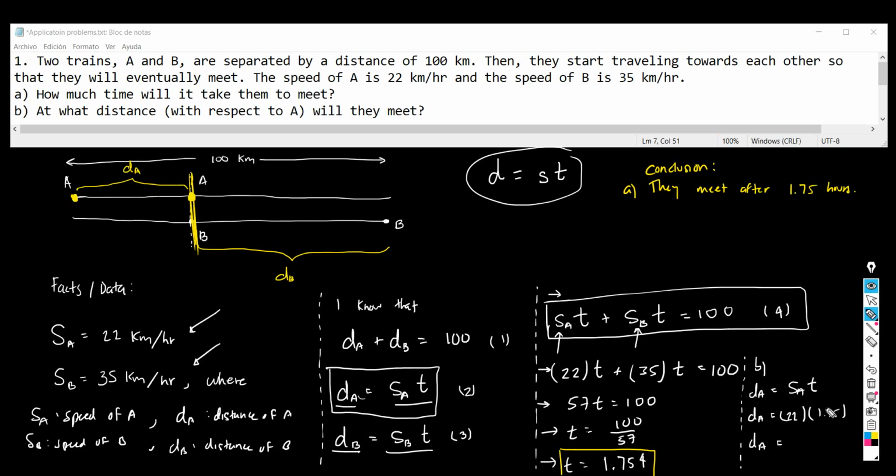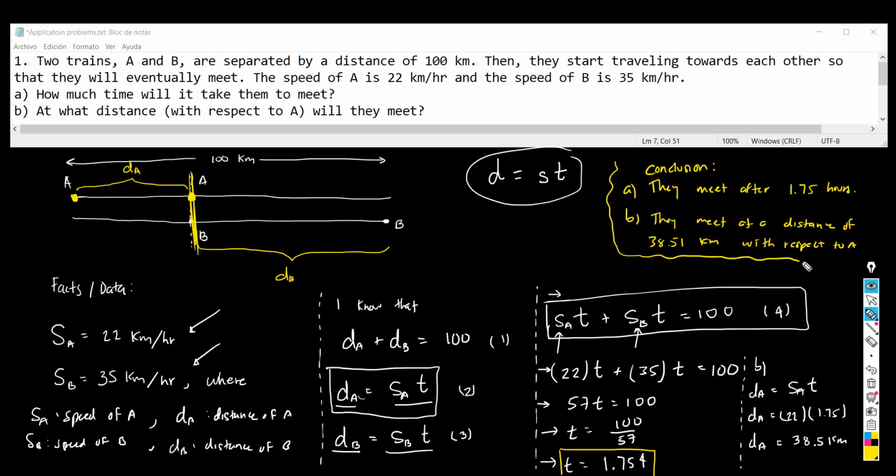We calculate this multiplication: 22 times 1.75, and we get 38.5 kilometers. So that's my solution for the exercise B. At what distance with respect to A? They meet at a distance of 38.5 kilometers with respect to A. And that's it, guys.